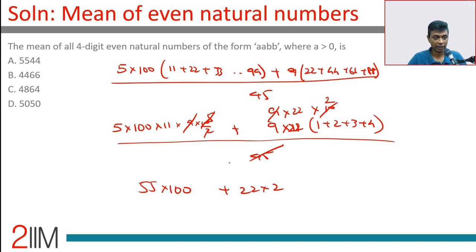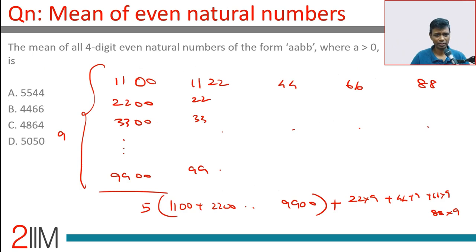Maybe there's a more elegant method of doing this. I don't know that. So, the elegant method, what might it be? It's possible. The average of all of this is 5500. Average of all of this is 5522. 5544. 5566.